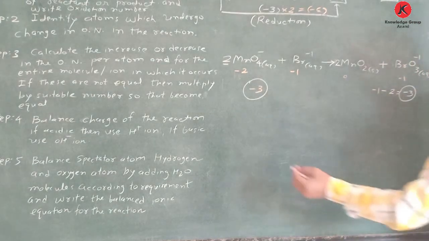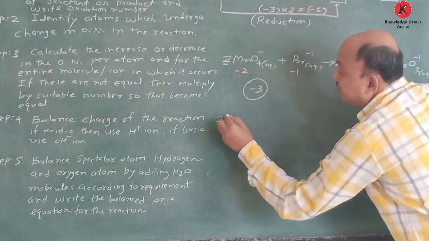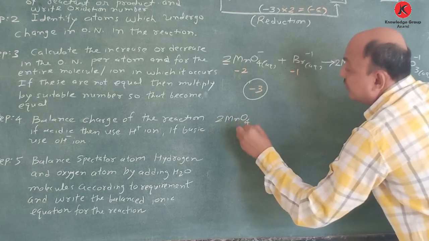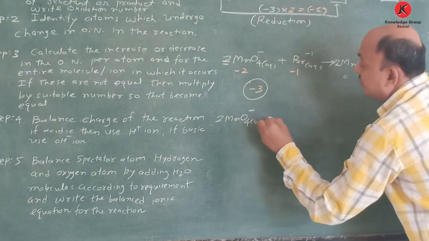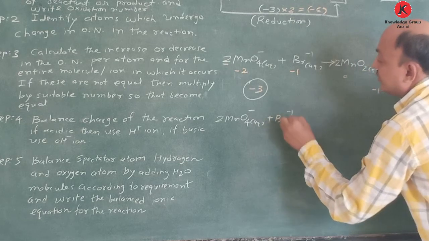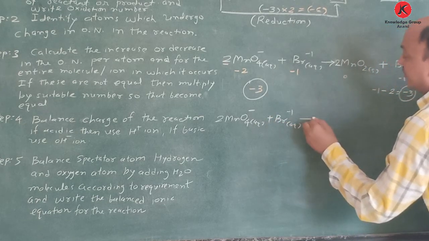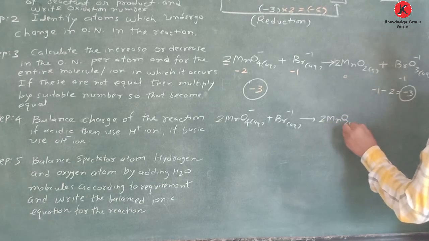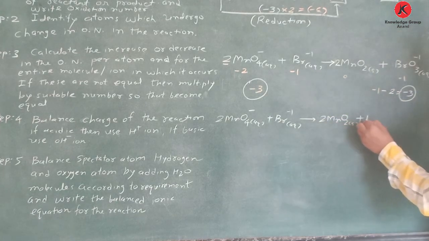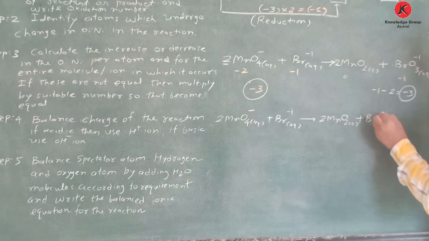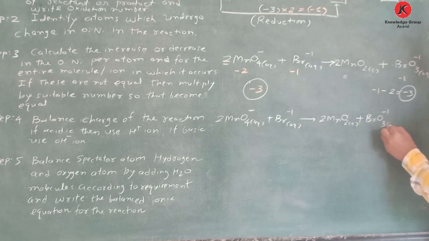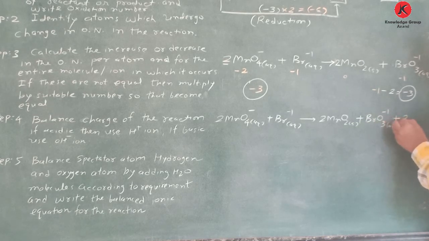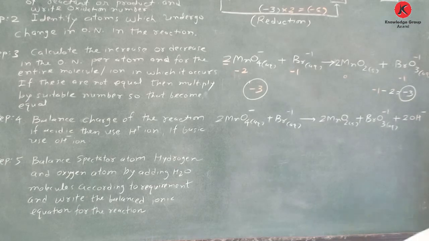So once again I write it here. 2 OH minus 1. Do not consider it as 20. This is 2 OH, hydroxide ion.